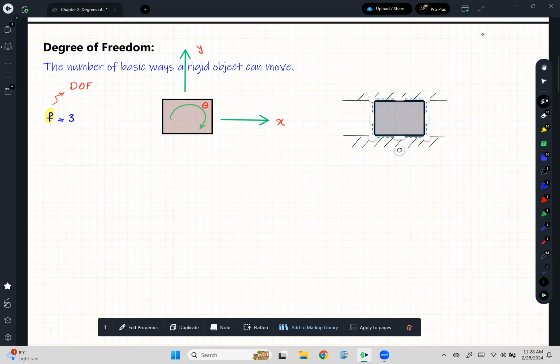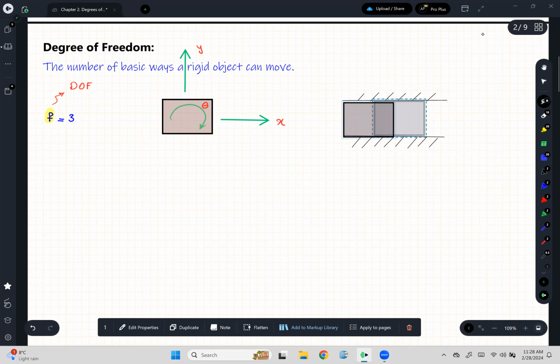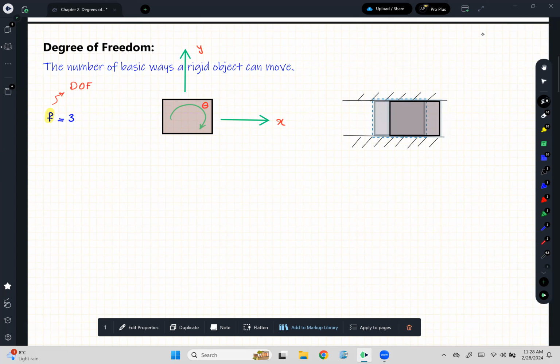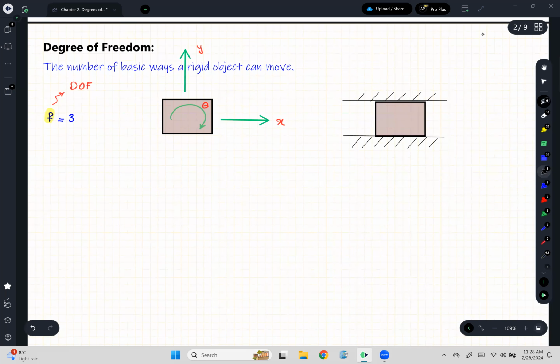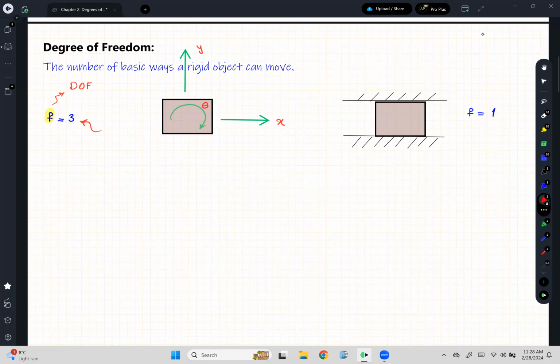Now, if I ask you the same question, what is the degrees of freedom of this one? You may stop the video at any point and answer my question, but you should be able to say that this box can move only left and right, all right? So the degrees of freedom now is only 1. So what happened to the other 2 degrees of freedom? Remember, we said this box has 3 degrees of freedom. Here, we notice it has 1 degree of freedom.